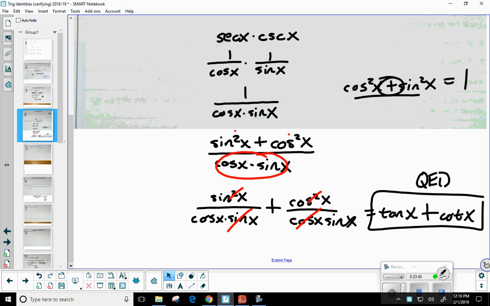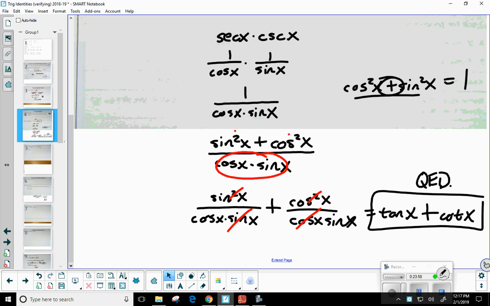Q.E.D. That's why I really like these problems. They're like little puzzles. You know exactly where you have to get to. It's just, how do I get there? Questions?